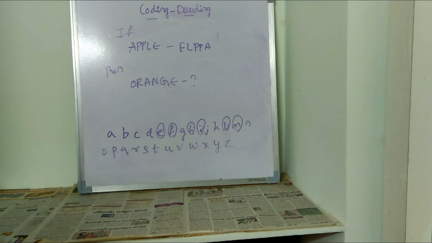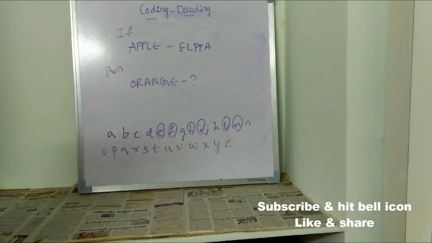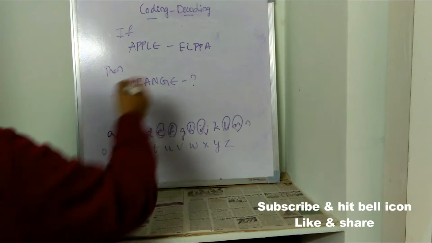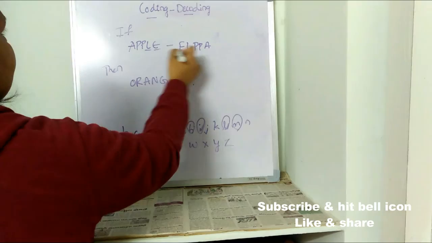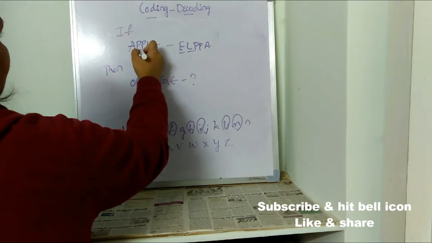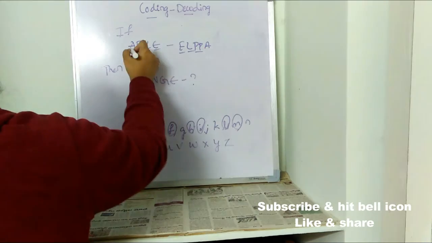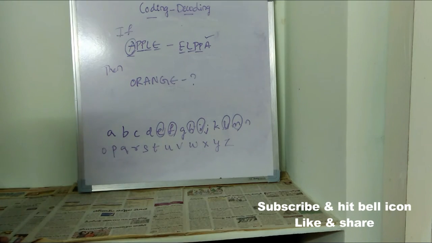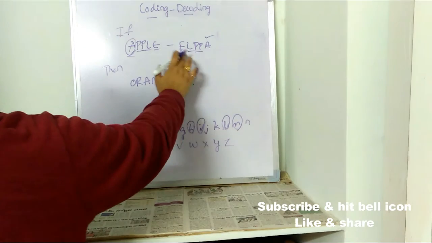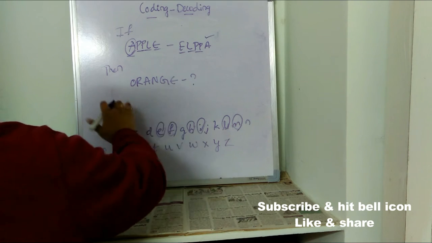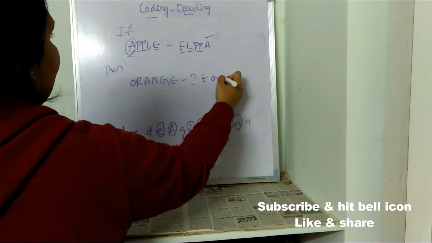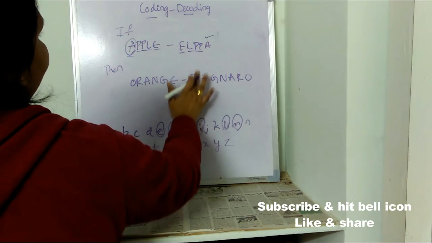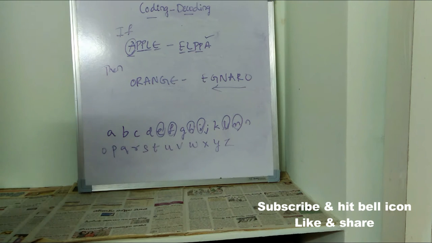Okay, if apple is written as ELPPA, then how is orange written? This is also an easy and simple question. See, E went to the first place, L went to the second place, PP went to the third and fourth place, and the first A went to the fifth place. So they just interchanged the positions and wrote from last to first. See, A, P, P, L, E. Like this, this also should be written in the reverse format: E, G, N, A, R, O. Okay, orange. Like this, we need to think logically.